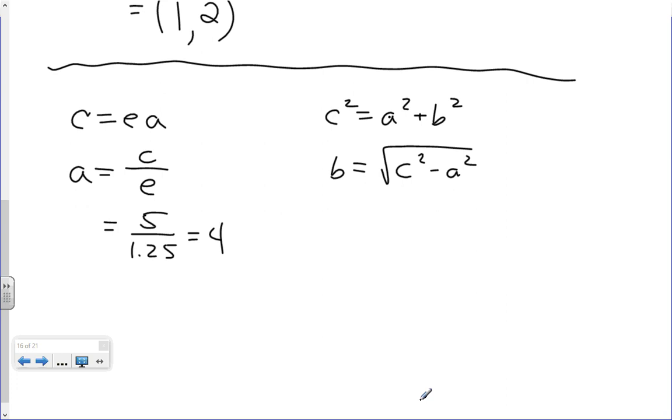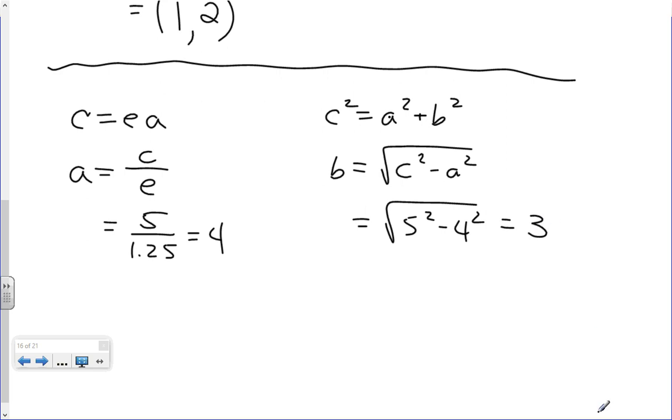And I know what A and C are equal to, so we can just plug those in. So that would be the square root of C, we said, was equal to 5. And A we just found out was equal to 4. So 25 minus 16 is 9, squared. That turns out to be pretty nice. This turns out to be equal to 3. So we have B is equal to 3.